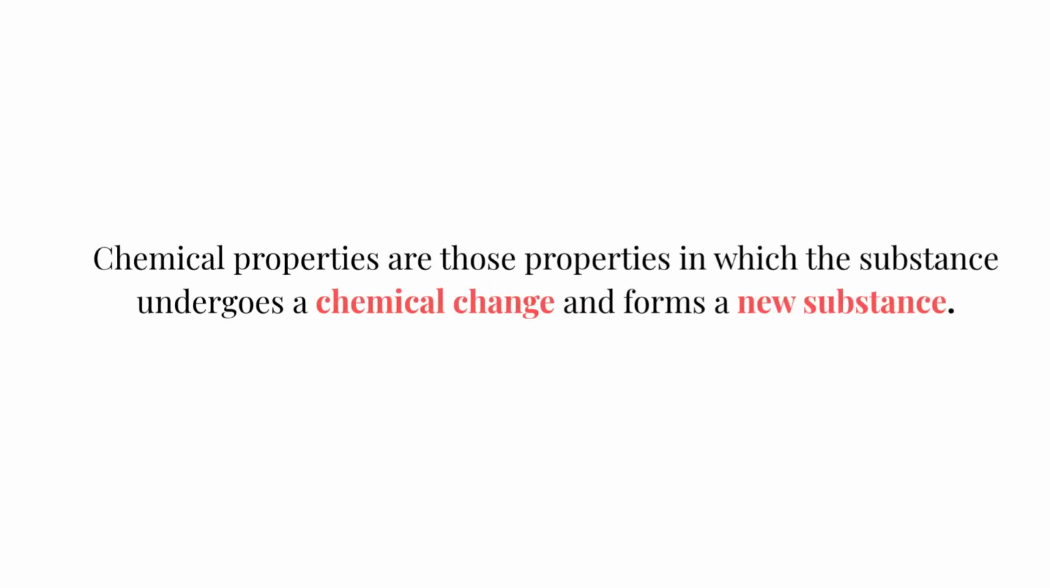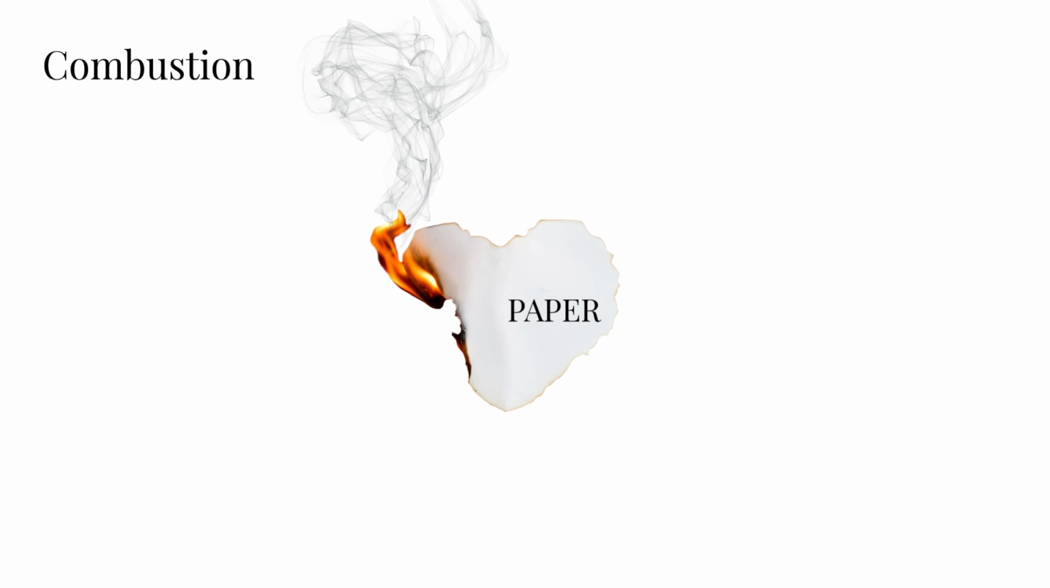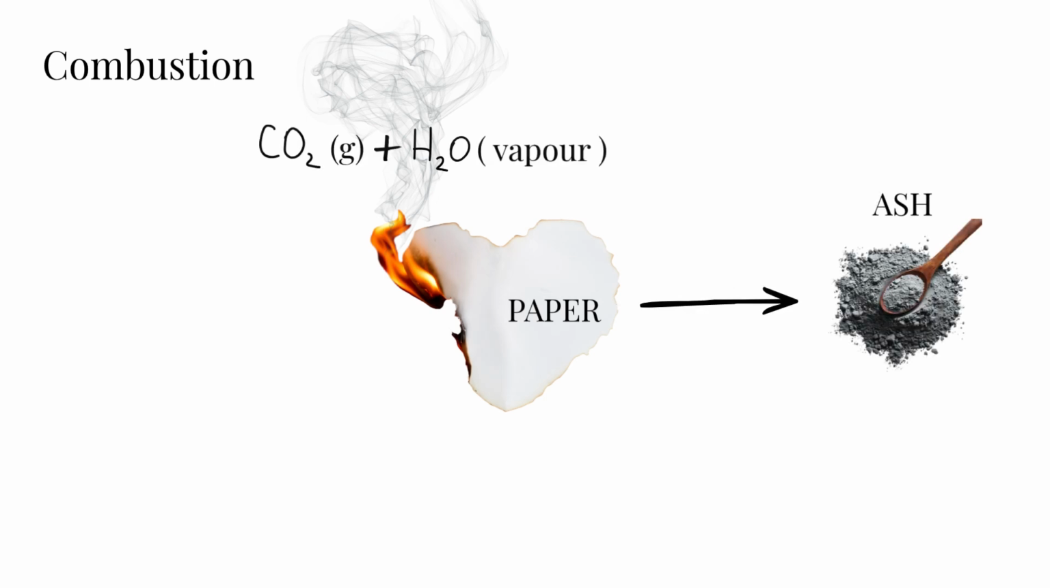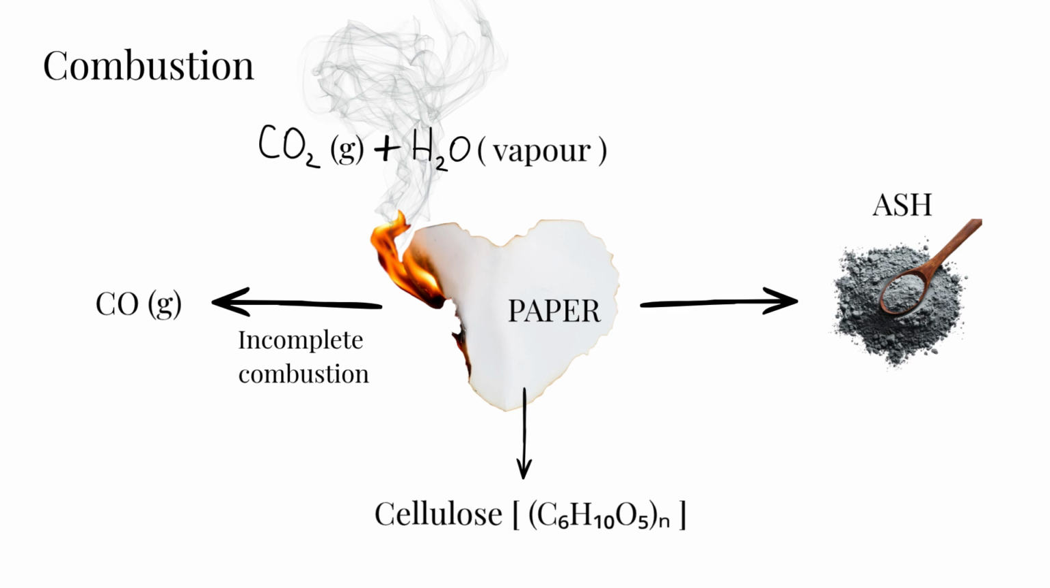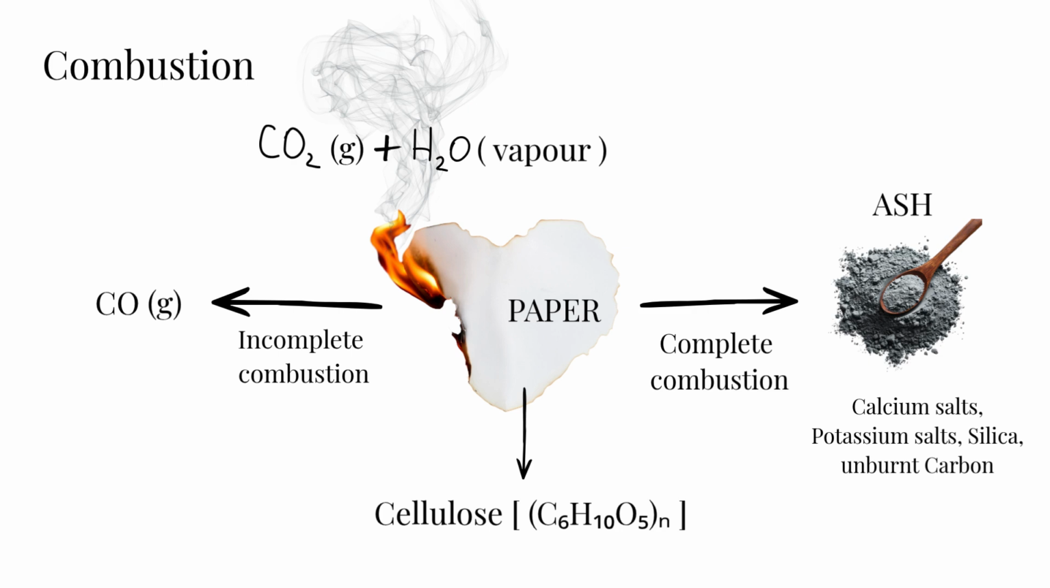Now let's move to chemical properties. Chemical properties are those properties in which the substance undergoes a chemical change and forms a new substance. For example, when paper burns, it forms ash and gases like carbon dioxide and sometimes carbon monoxide. Carbon monoxide is formed during incomplete combustion. Paper is made of cellulose, and on complete combustion, it forms calcium salts, potassium salt, silica, and unburned carbon. So, not only the physical state is changing, but there is a chemical change as well. Therefore, combustion is an example of chemical properties.